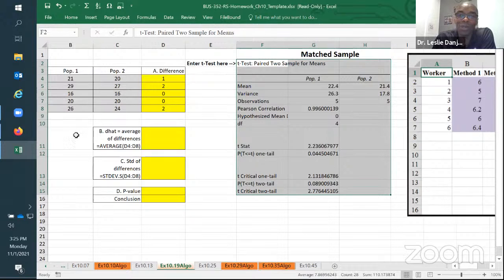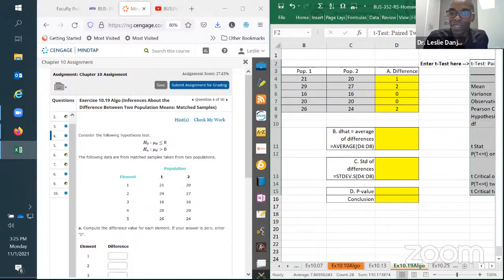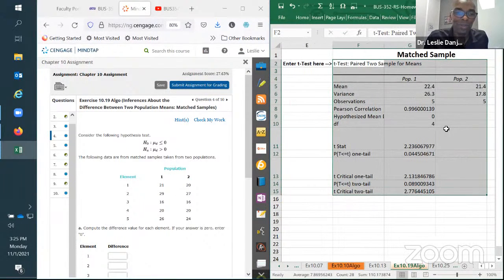So here it's saying, how do you find the average? How do you find the standard deviation? How do you find the p-value? The p-value, if this is a two-tailed test, is right here. If it's a one-tailed test, it is right here. And then what conclusion can you make? So what I'm going to do is slide this back over. I'm actually going to look at this right here.